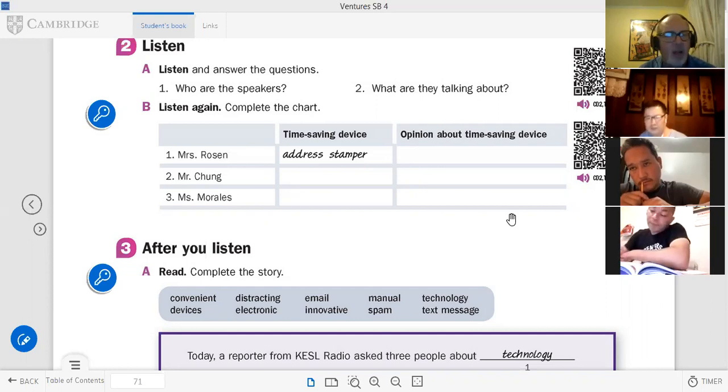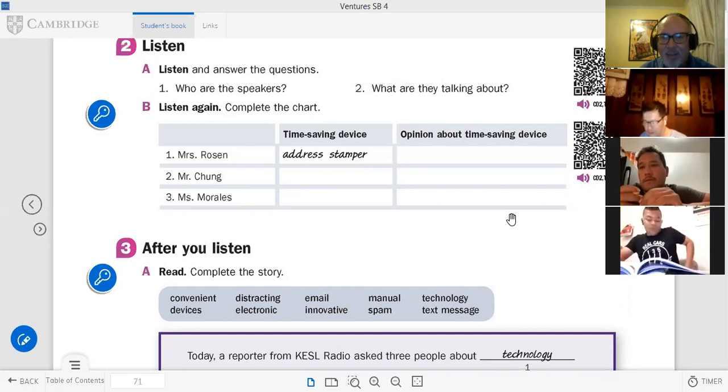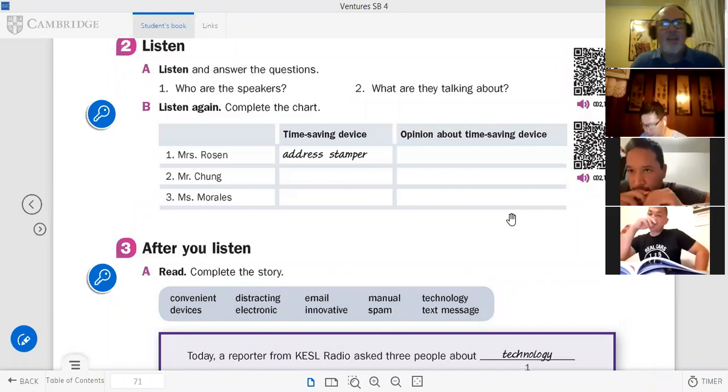Mr. Chung, what was the device he was talking about? Actually, an app, right? He was talking about email. And what did he say about email? He said it was a distraction and it wasted his time.